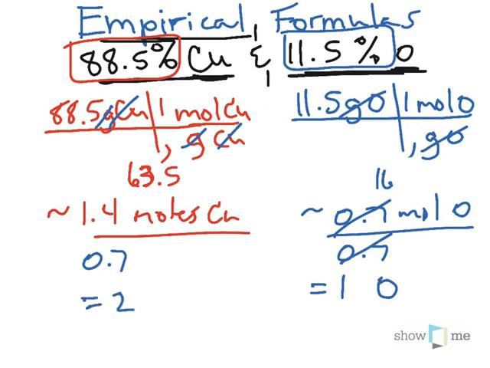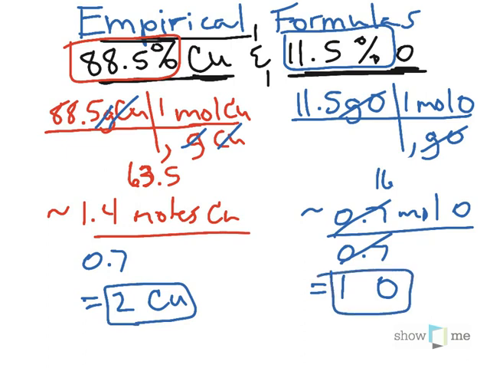And this is where if it comes out to be 2.1 or 1.99, you just round it a little bit. It has to be close. And if it's not, we'll work on how to deal with that later if it's not anywhere close. So what that tells me is my empirical formula has 2 coppers and 1 oxygen atom. So the formula would be Cu2O. And there's my empirical formula.